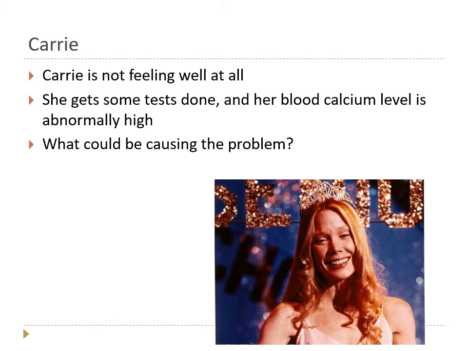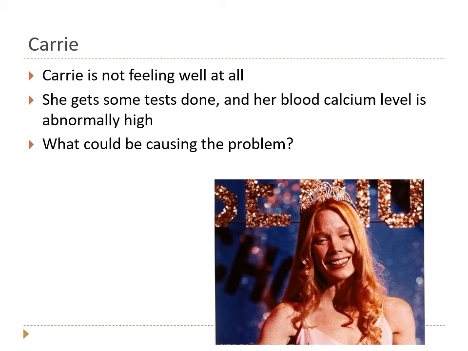So we do some blood tests, and it turns out her blood calcium level is abnormally high. So let's think about what could be causing your blood calcium to be abnormally high. And so this is an opportunity for us to remember when we talked about calcium homeostasis when we did the skeletal system. So what were the two hormones that are involved with calcium homeostasis? So you might remember one was parathyroid hormone made by the parathyroid glands, which are located behind the thyroid. The other is calcitonin, which is produced by the thyroid gland itself.